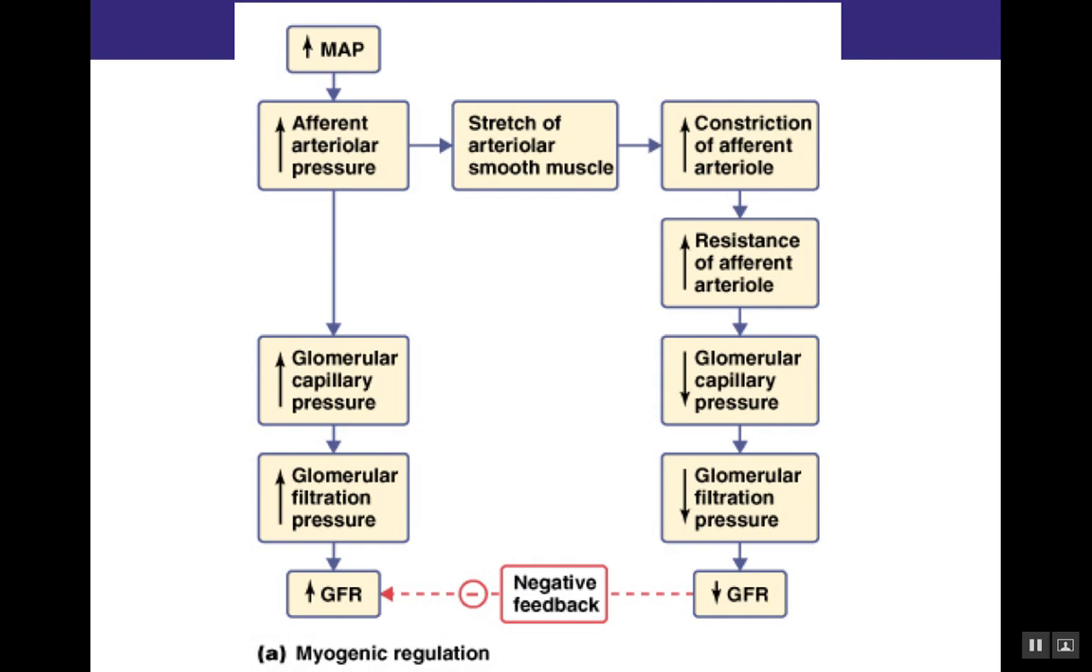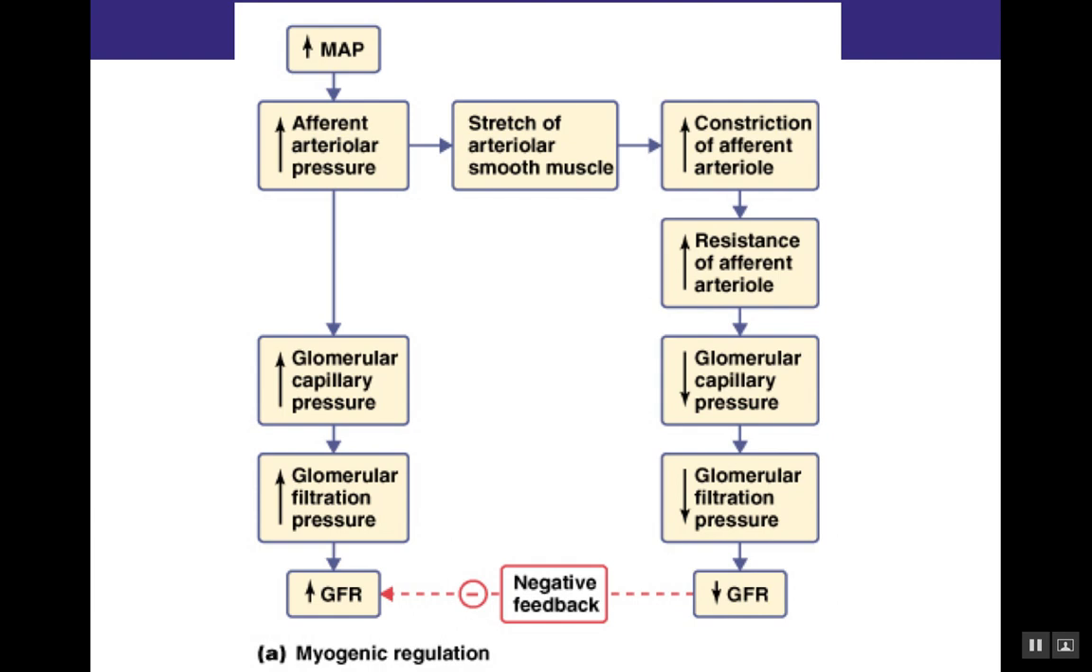So in this case, if you have an increase in mean arterial pressure, a surge in high blood pressure, we're going to read down first. You're going to get an increase in the afferent arteriolar pressure, which is going to lead to an increase in glomerular capillary pressure and an increase in that net filtration pressure.